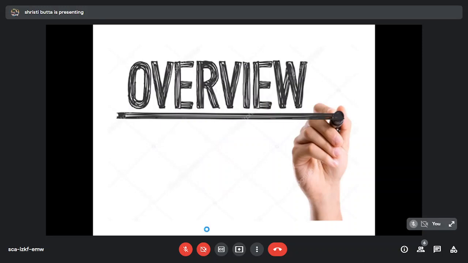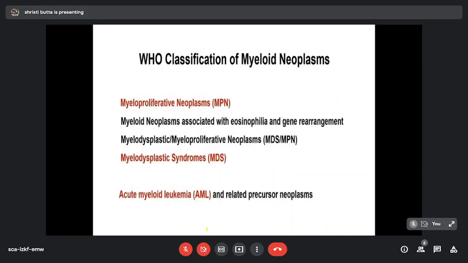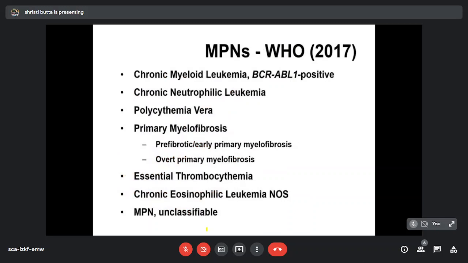Coming to the overview of the seminar for today, WHO classifies myeloid neoplasms as myeloproliferative neoplasms, myeloid neoplasms associated with eosinophilia and gene rearrangements, myelodysplastic syndromes, MDS-MPNs, and acute myeloid leukemias. The topic for discussion for today has been highlighted in red. Stress would be given on myeloproliferative neoplasms, myelodysplastic syndromes, and acute myeloid leukemia. Briefly, we would also discuss MDS-MPNs and myeloid neoplasms with eosinophilia and gene rearrangement. So without much ado, let's start.